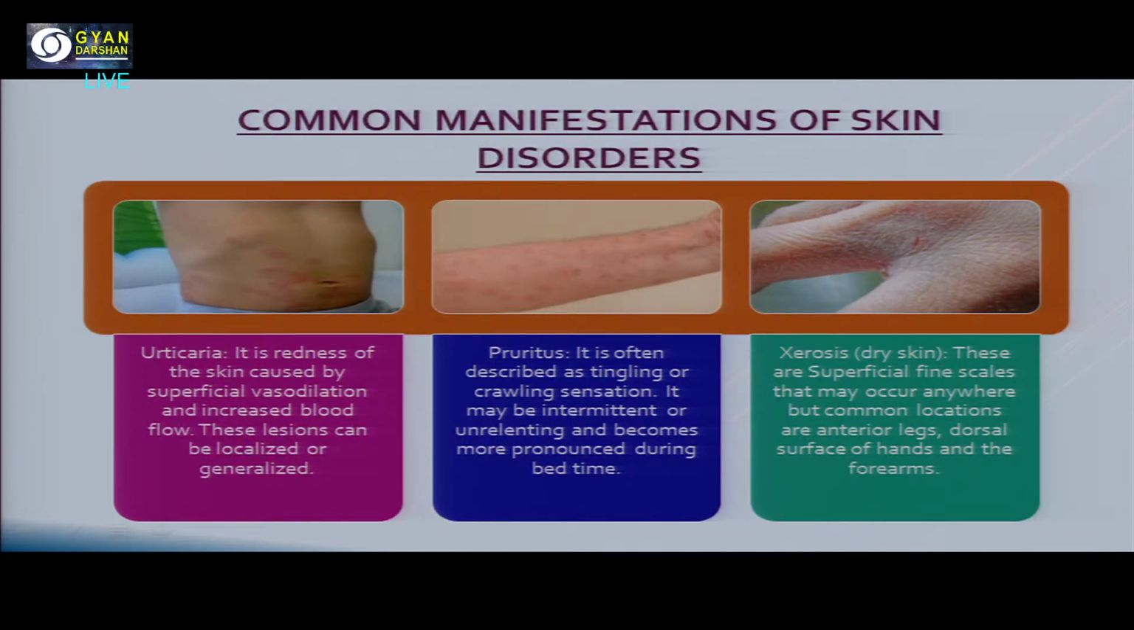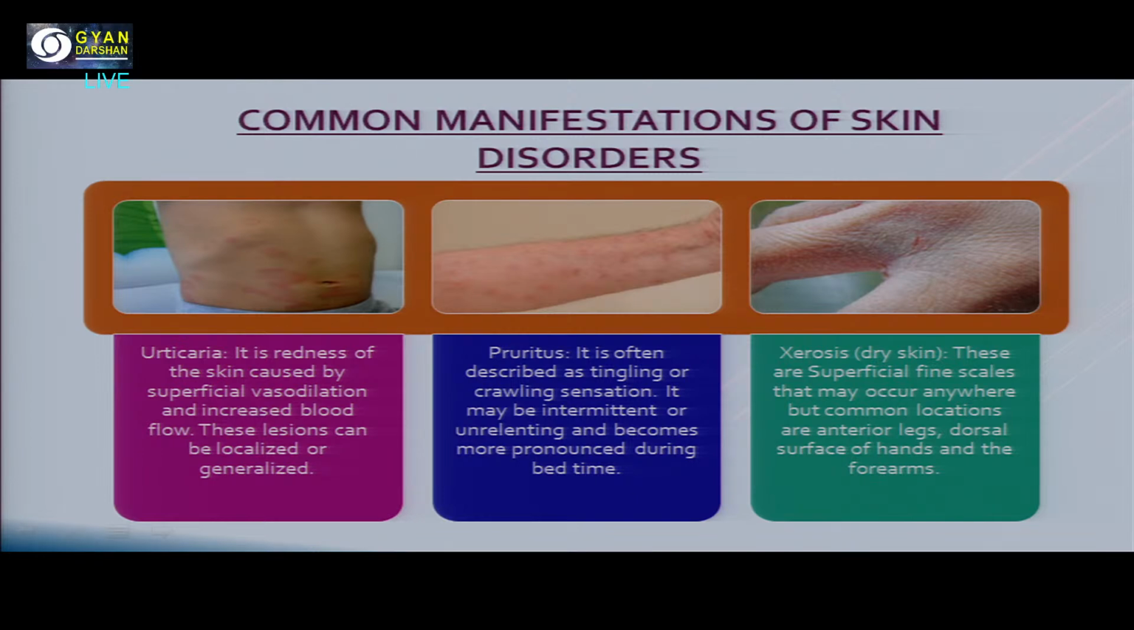What are the common manifestations of skin disorders? We know what manifestation is. Manifestation stands for signs and symptoms. The first important symptom is urticaria. People usually complain of itching, that is kharish. It is usually the redness of the skin which occurs due to this pruritus, and in this there is increased blood flow. When redness comes at that place, that is what we mean by urticaria. The lesions are usually localized. They can also be generalized, that is, all over the body.